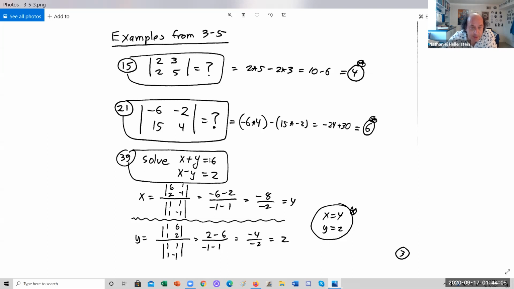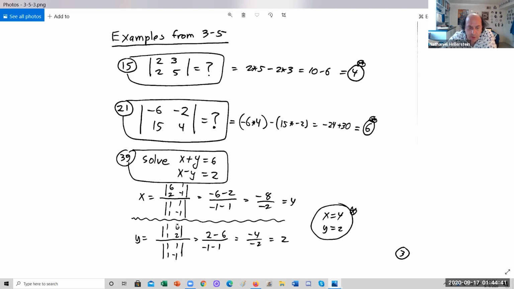Now we put the 6, 2 in the first column for X, and then bring up the 1, negative 1 from below. For Y, the second variable, we put the 6, 2 in the second column and bring up the 1, 1 from below. The denominator, 1 times negative 1 minus 1 times 1, that's negative 1 minus 1, that's a negative 2, which we'll put in for Y as well. In the numerator, 6 times negative 1 is negative 6, minus 2 times 1, that's negative 6 minus 2, that's negative 8. Negative 8 over negative 2 is a 4.